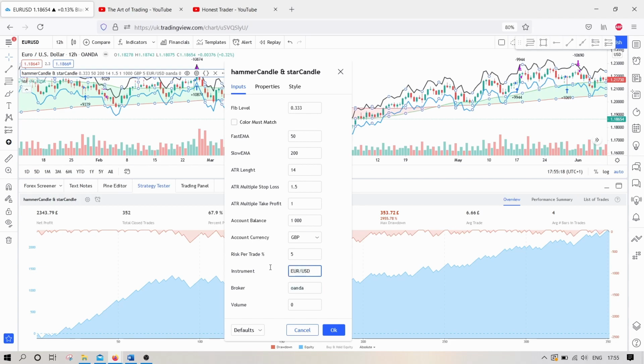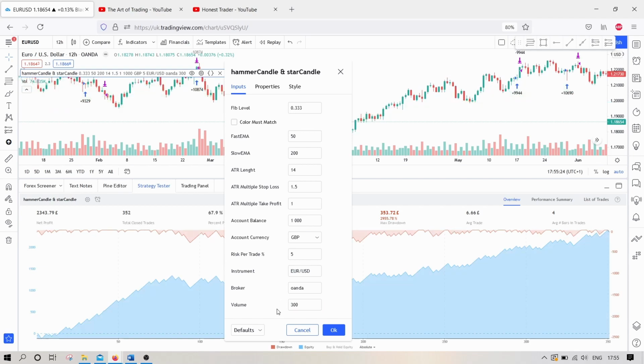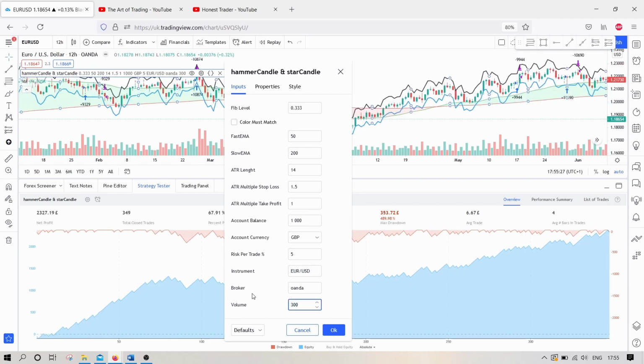I have added a volume filter to specify a value the volume should be greater than. I have left it as 0, as it made no significant improvement to Euro-US dollar, but you can play around with this.